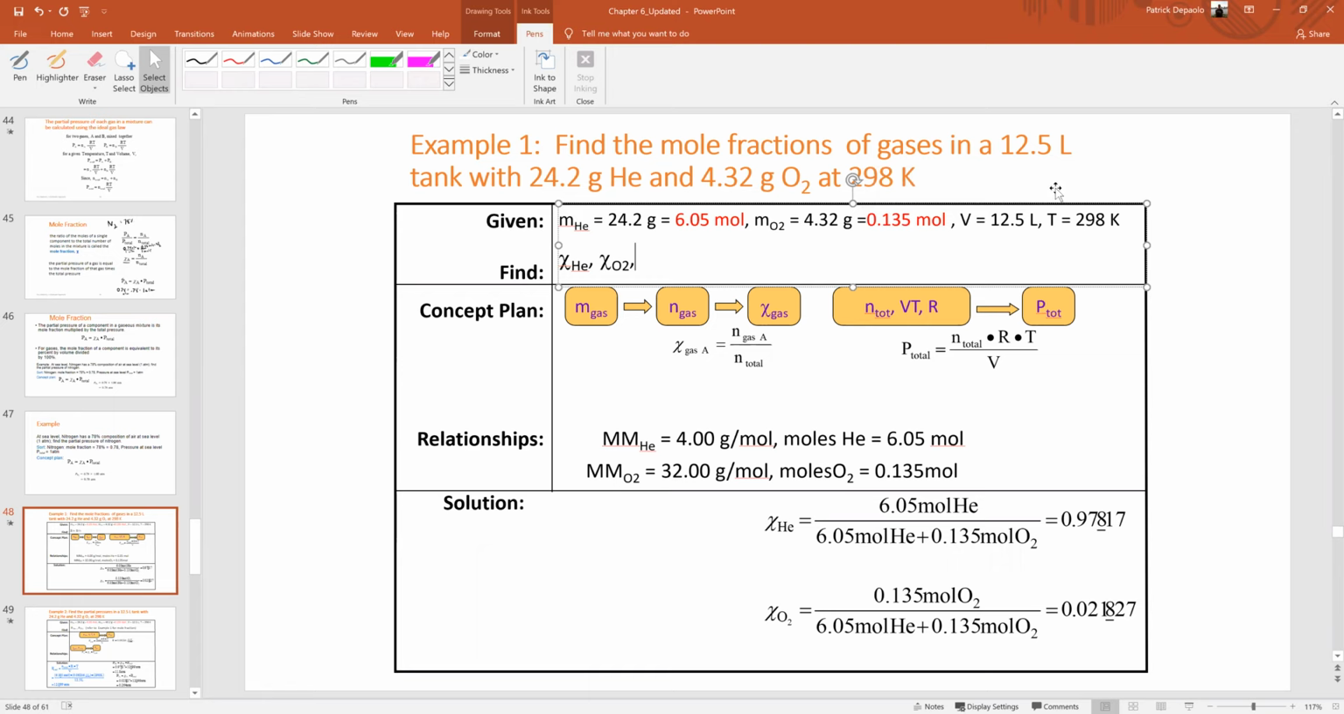The volume and the temperature are there too, but they don't really matter for this case because we're being asked for the mole fractions. So we can figure out the mole fractions. Now, if you add up the total moles, you get 6.185, I think.